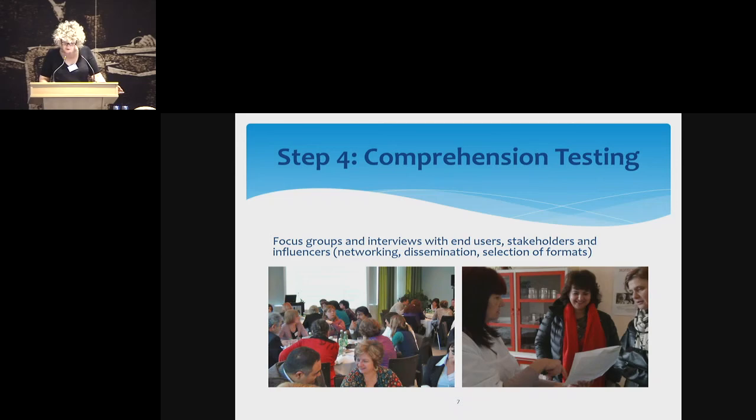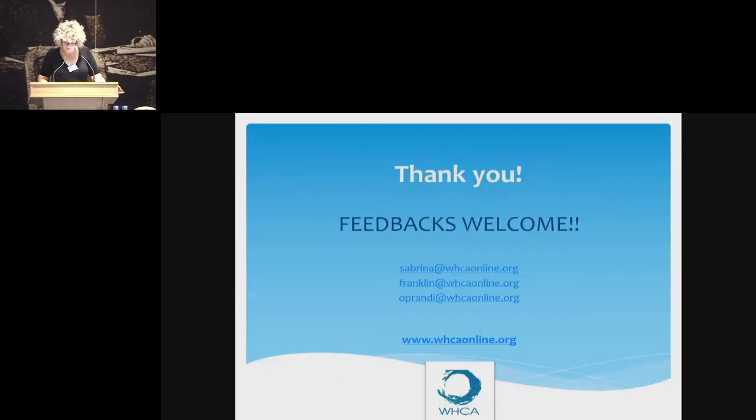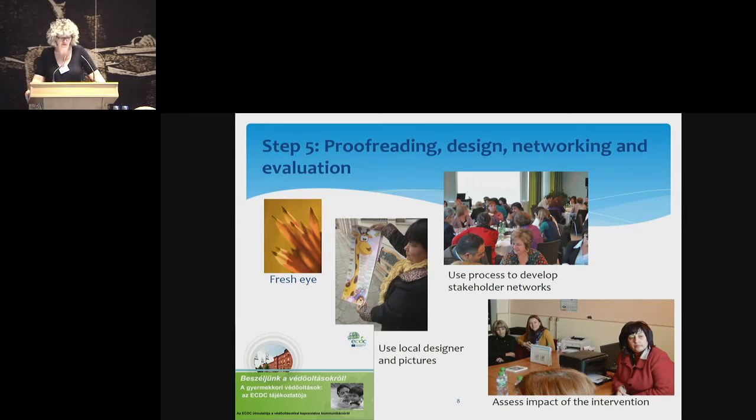And after the comprehension testing, the last step is the proofreading, design, networking, evaluation. So after we have been blessed by the end users and the comprehension testing has shown there are no changes after that, we send the publication to a fresh eye to proofread it. We use local designers and pictures of movies or people to produce the different formats. We use also the process to develop stakeholder networks.